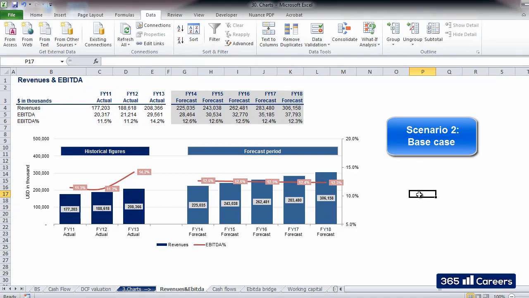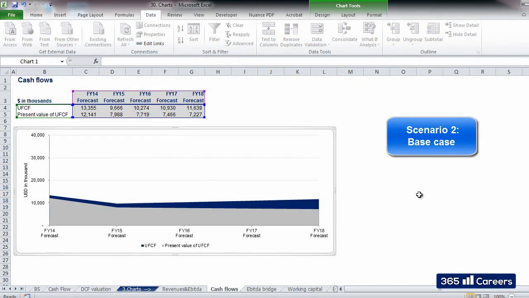Moving on to the next chart, which is titled Cash Flows, we are able to see the present value of cash flows and their actual value throughout the forecast period. Cash flows, which are more distant in the future, have a lower present value. Unlevered free cash flow development seems pretty linear throughout the forecast period, except for a slight dip in 2015.